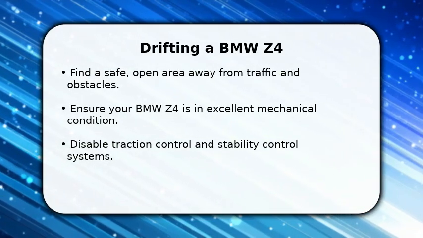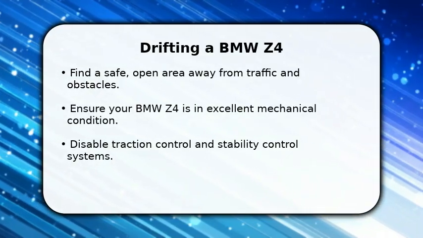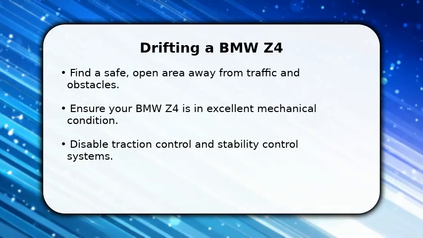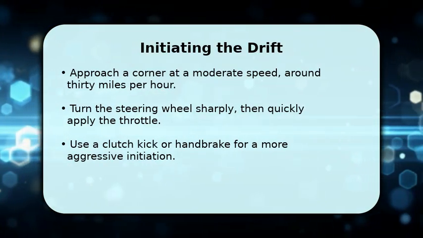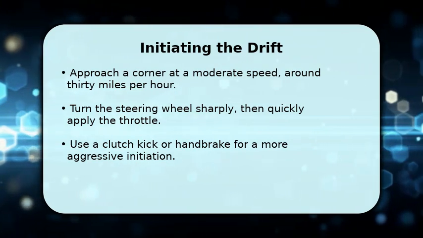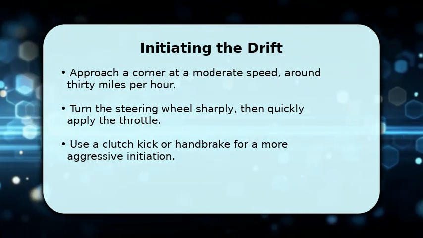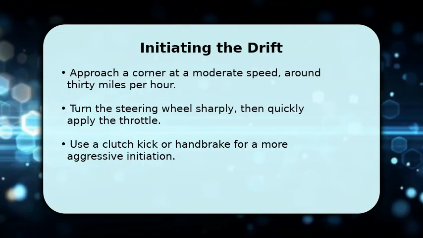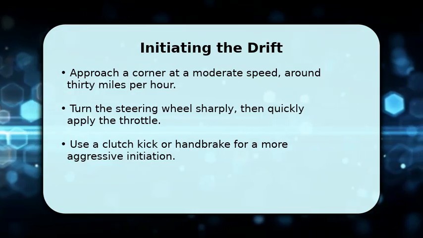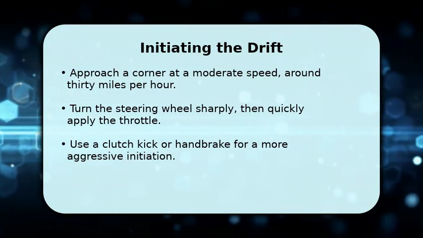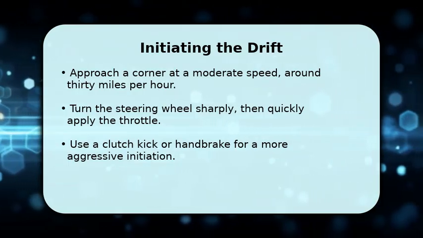Before you begin, remember to fully disable your car's electronic aids, such as traction control and stability control, to allow for wheel spin. To initiate a drift, approach your chosen corner at a moderate speed, perhaps around 30 miles per hour. As you enter the turn, quickly turn the steering wheel and then immediately apply a burst of throttle. For a more dynamic entry, you can briefly depress the clutch and release it while on the throttle, known as a clutch kick, or use a quick pull of the handbrake.